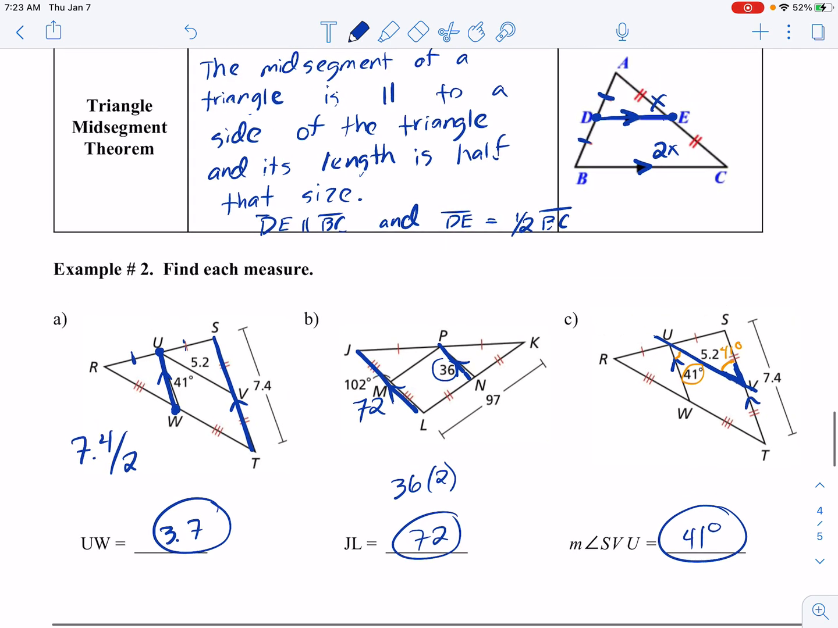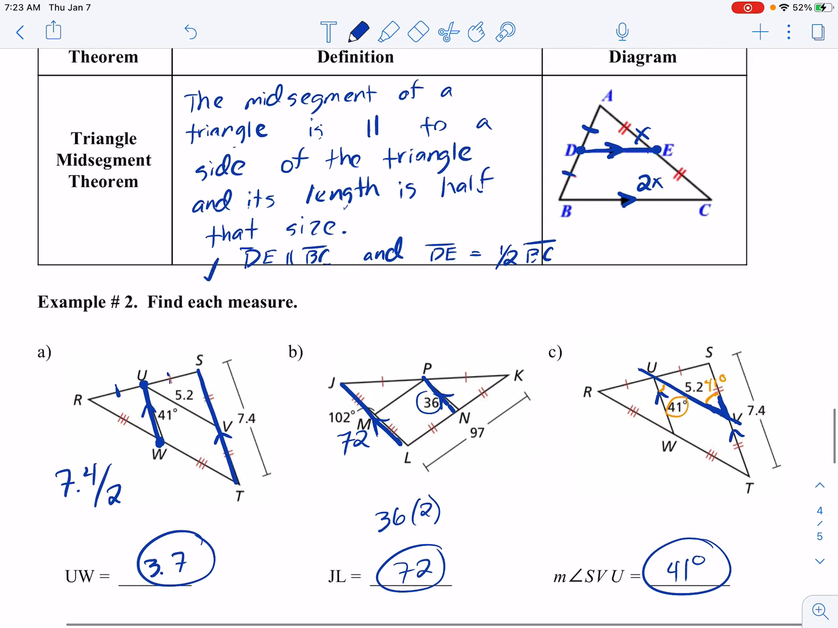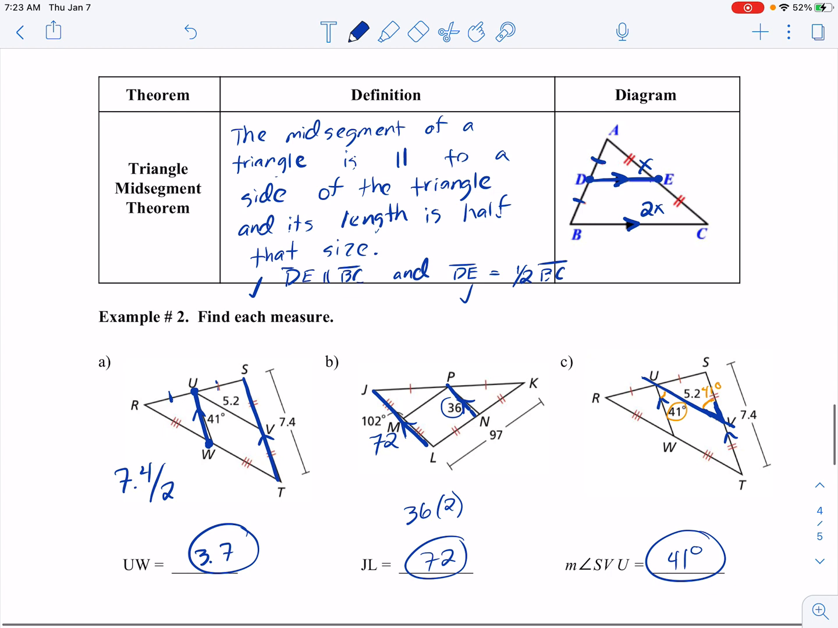Remember your two properties of midsegments. Parallel to the side that it's not intersecting and half the length of that side. Two properties for your triangle midsegments.